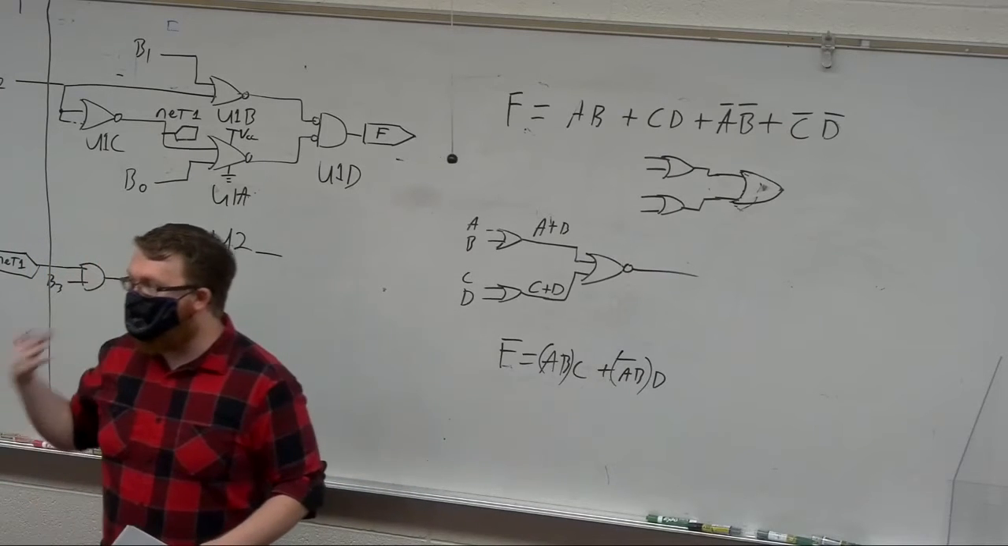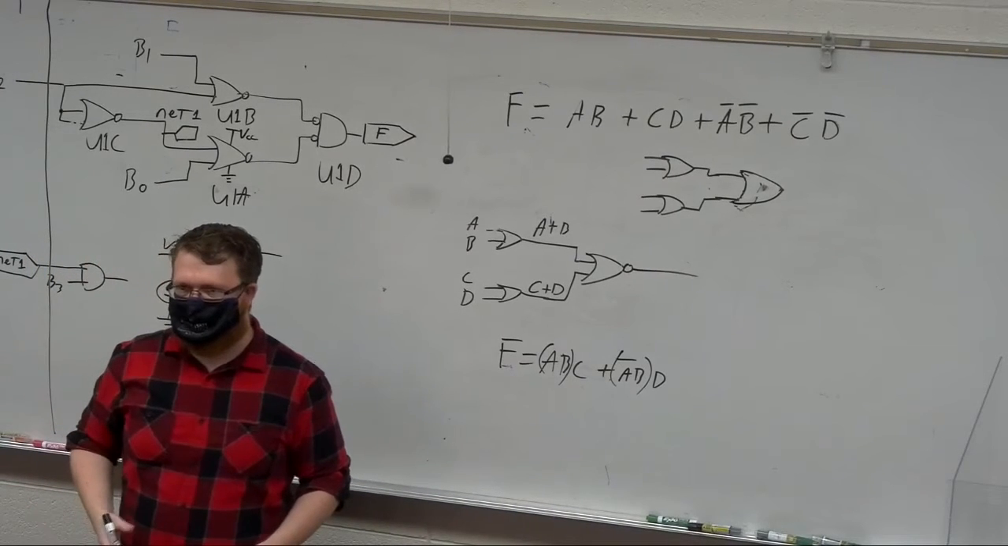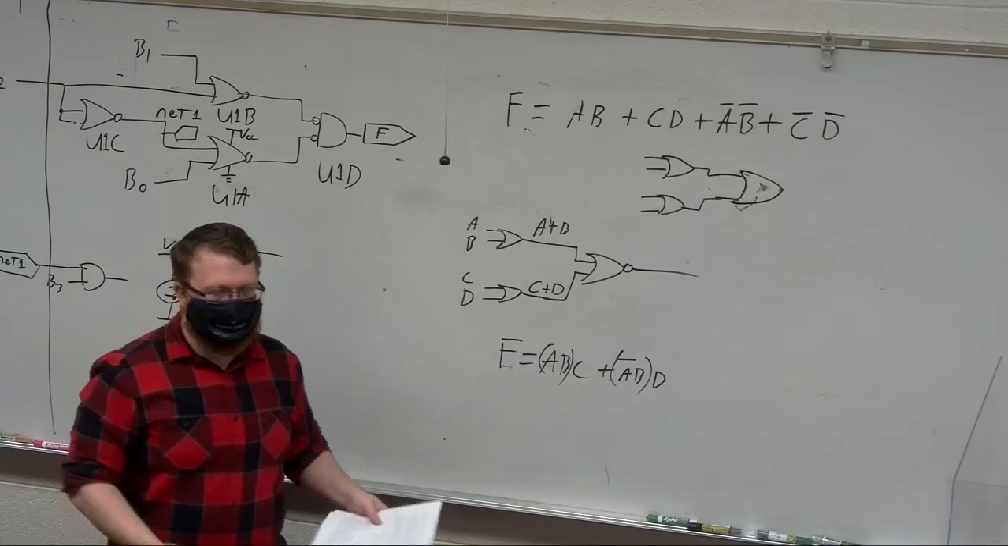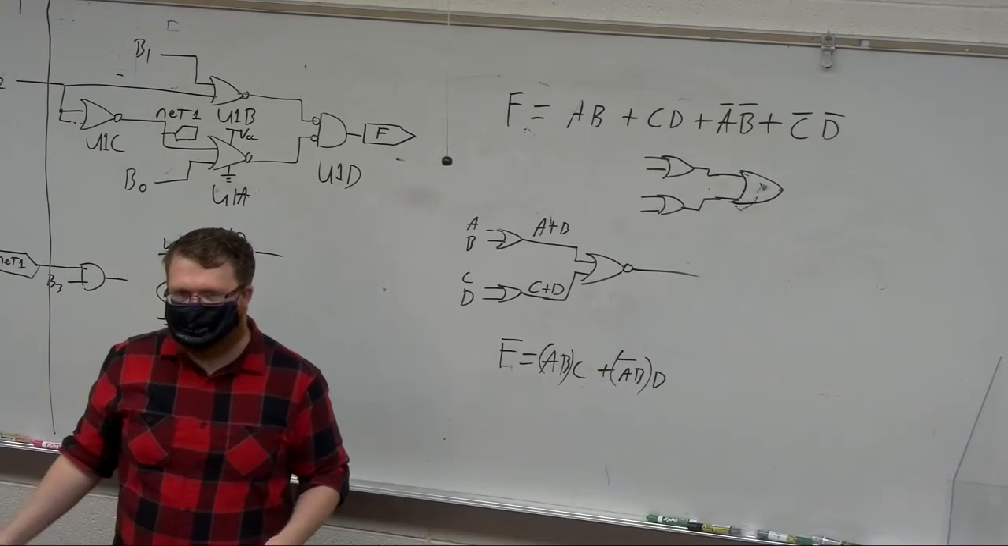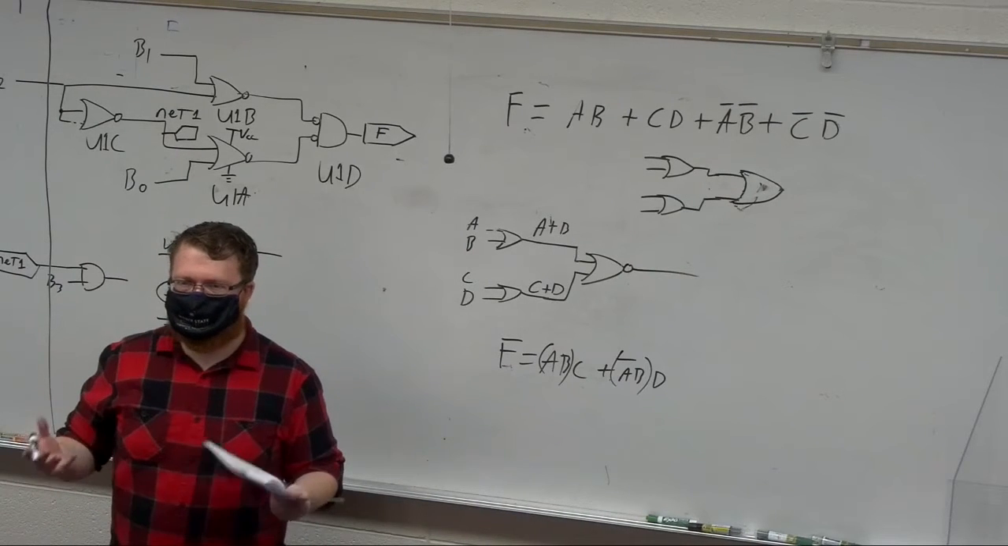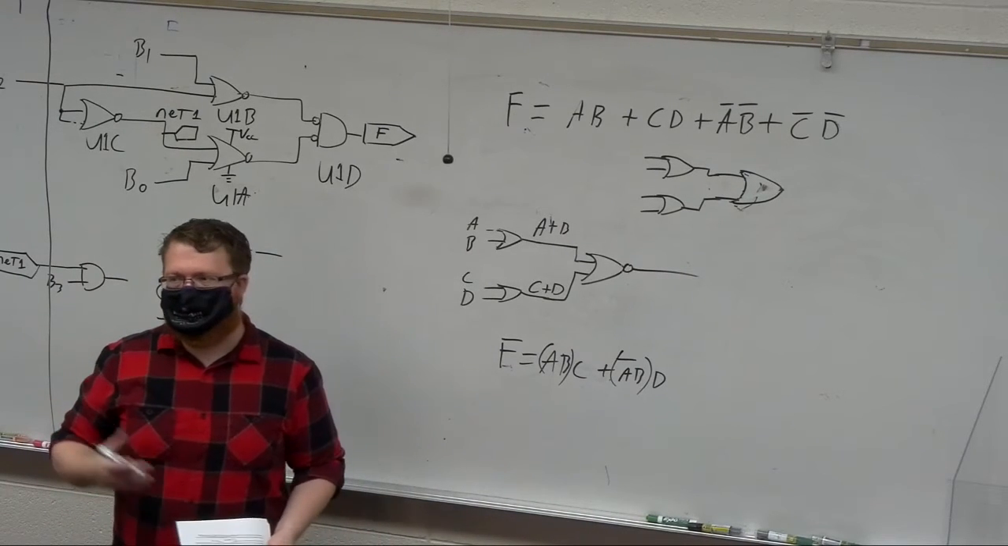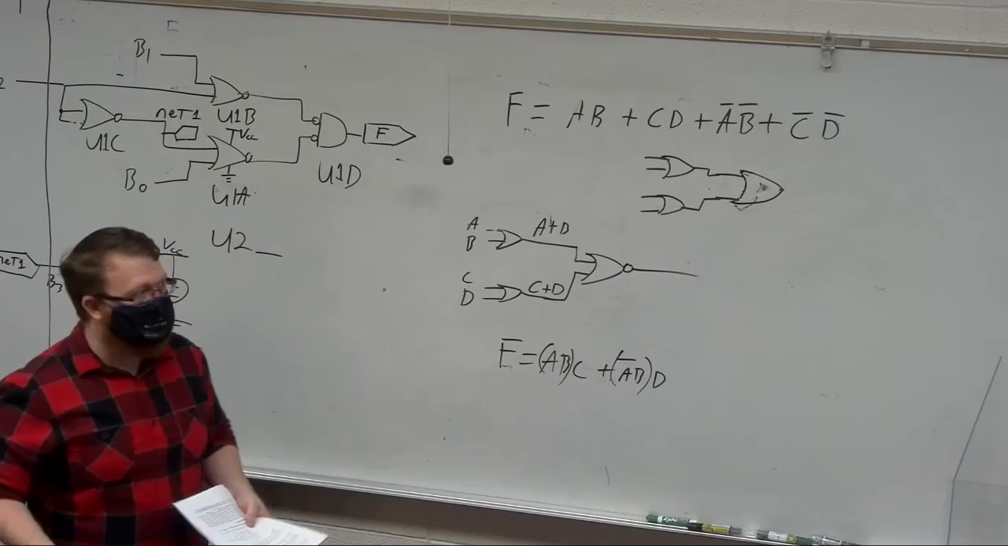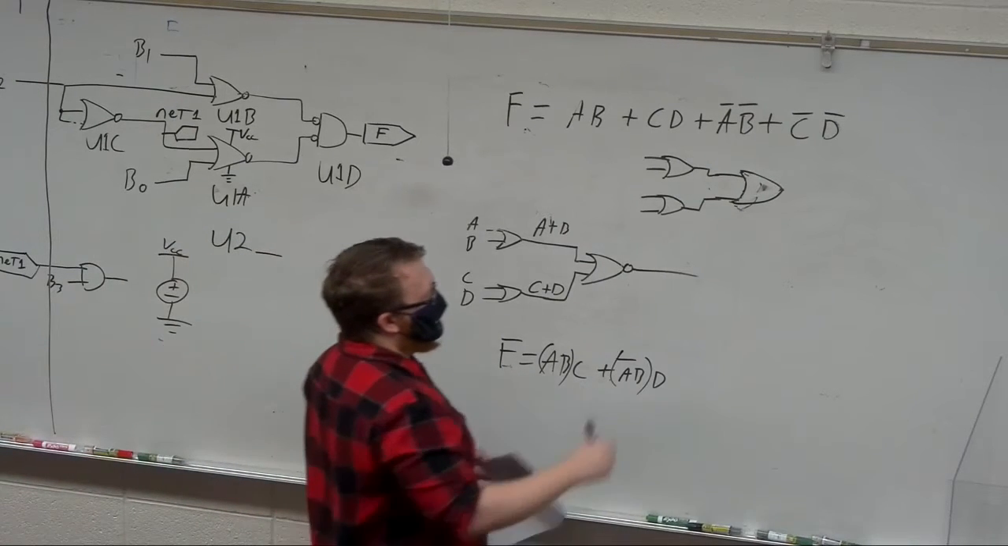NORs and NANDs are universal gates. That also means you can use them to build any other type of logic. NORs and NANDs are also useful because they're minimal circuit requirement gates, meaning that they both only need 4 gates. So they're very useful to have.